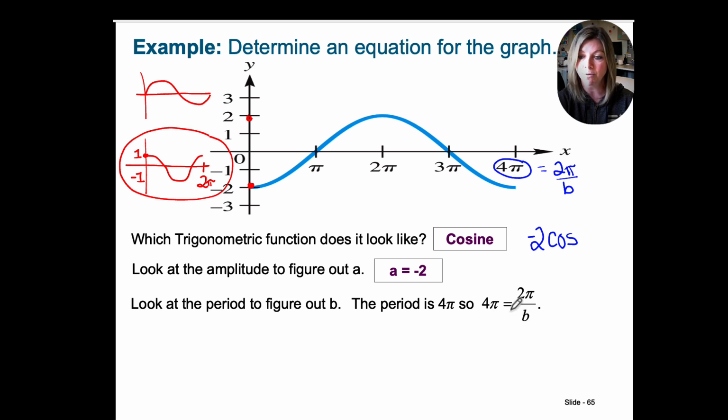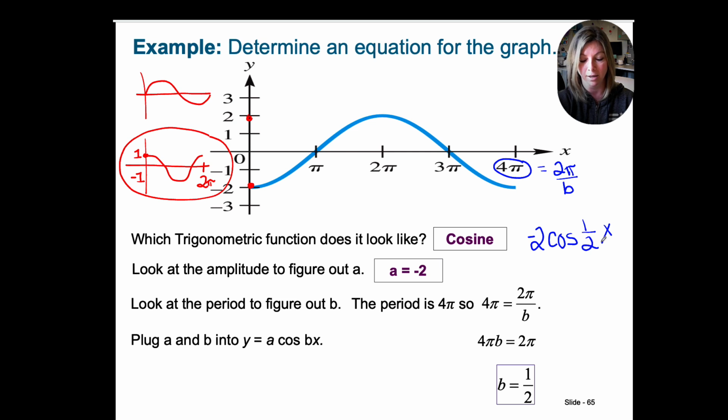All right, so 4 pi is equal to 2 pi over B, multiply both sides by B, and then divide both sides by 4 pi, and we get B equals 1/2. Okay, so tacking that onto our equation, that would go after cosine. And looking at our graph, there are no other transformations that we know of yet, so we are going to just put it in terms of x, and we have written one possible equation for this graph.